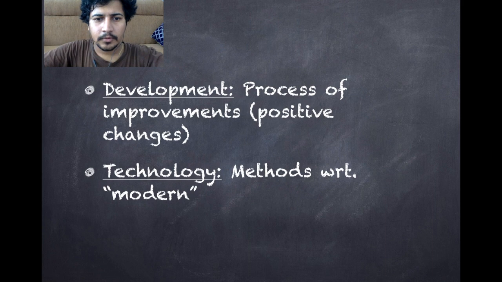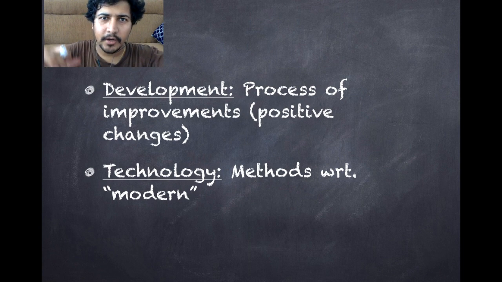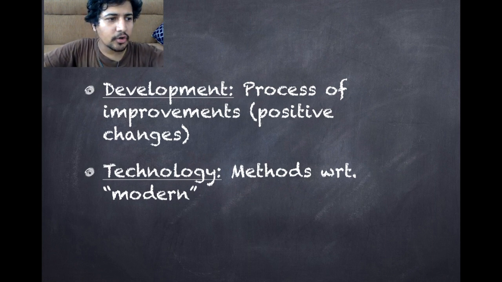Now any positive change is known as development. For example, if anyone who does not have very attractive handwriting practices a lot and improves his or her handwriting, then that is also development. And technology means the use of new methods or different ways for doing tasks.